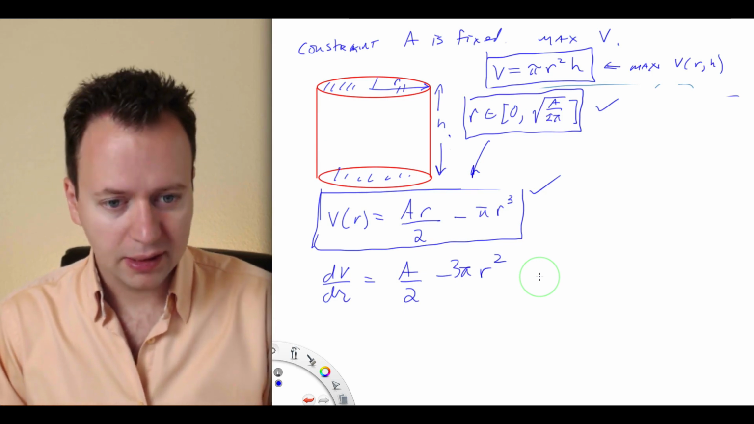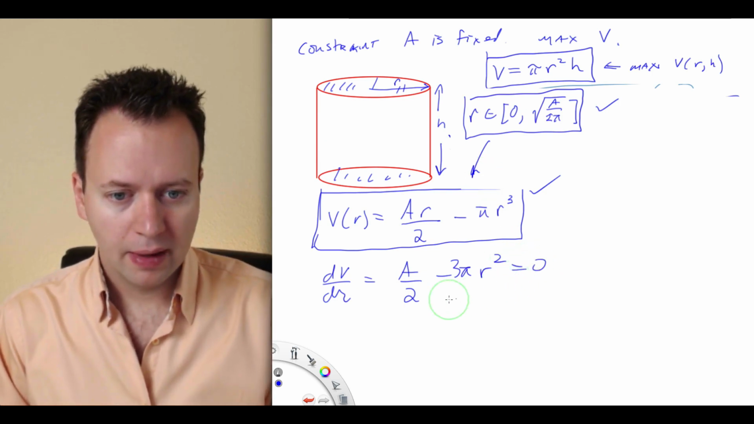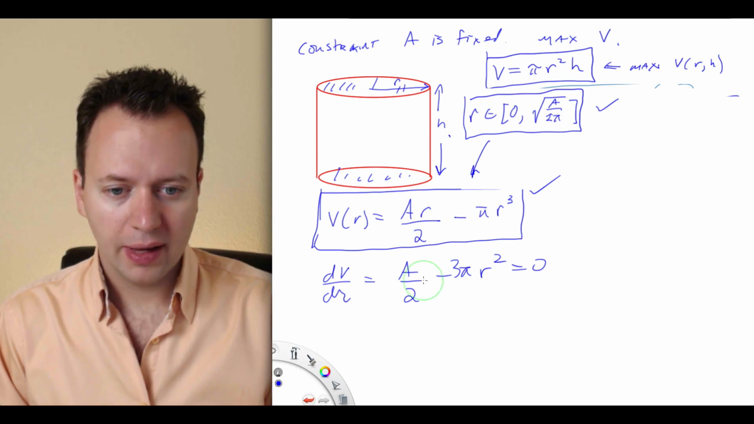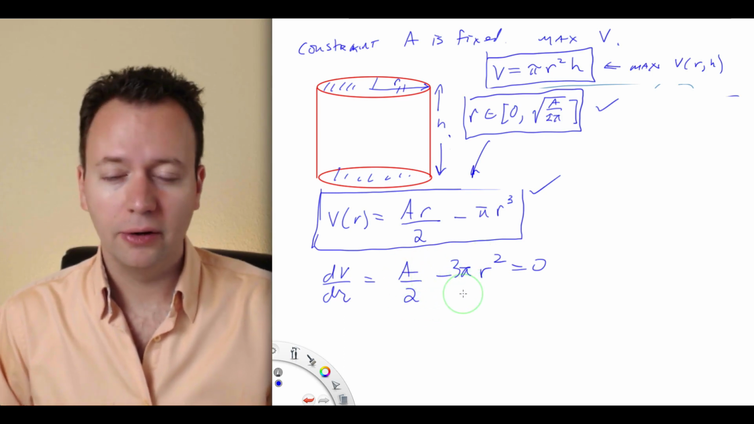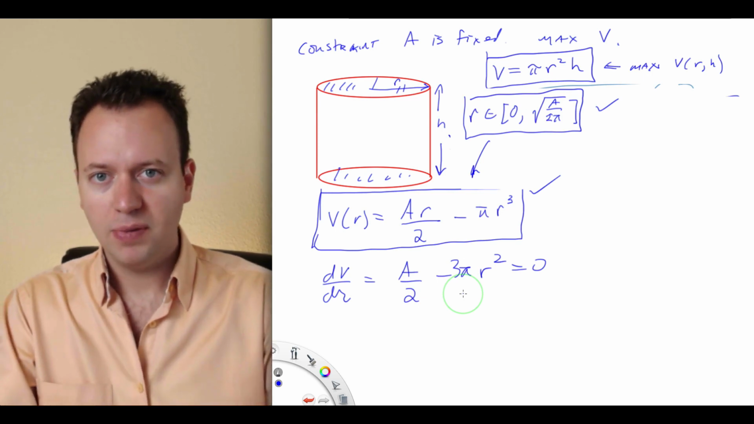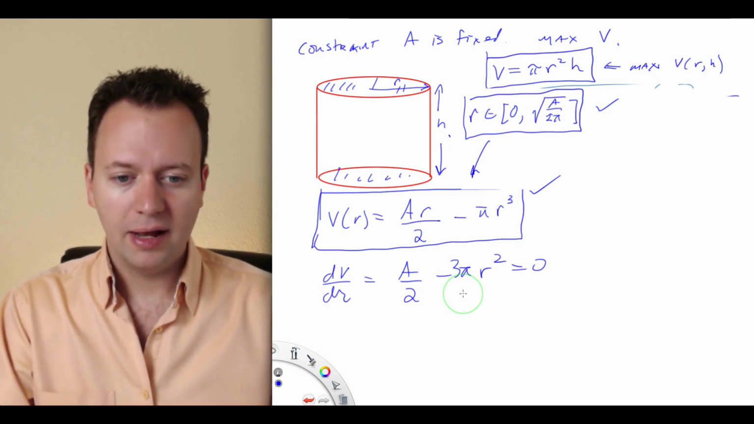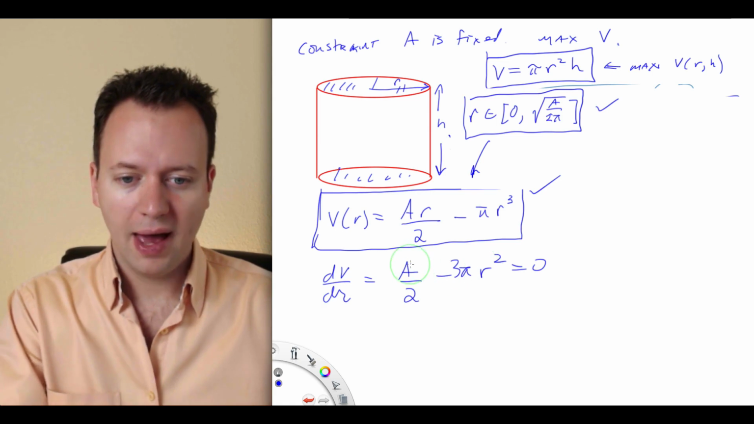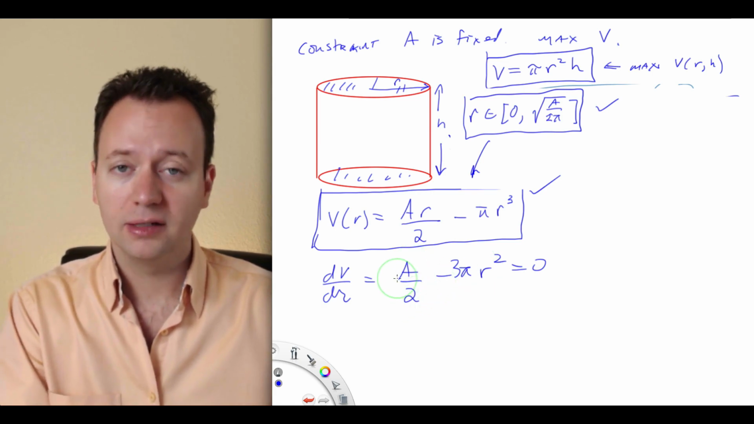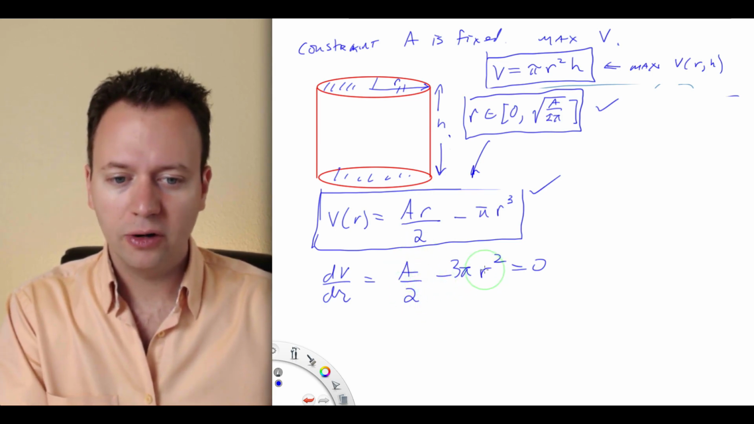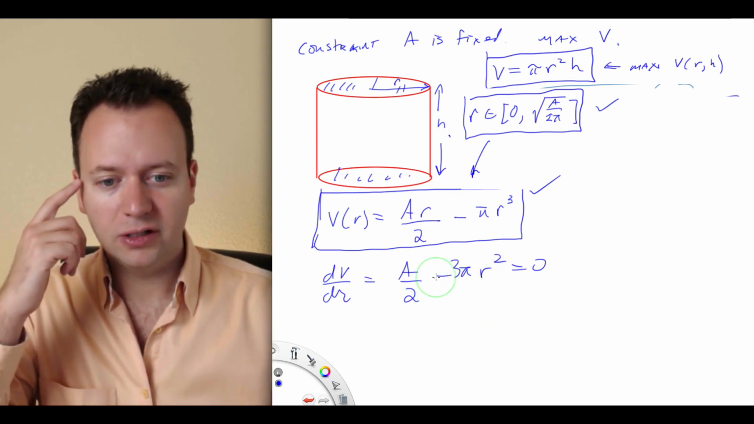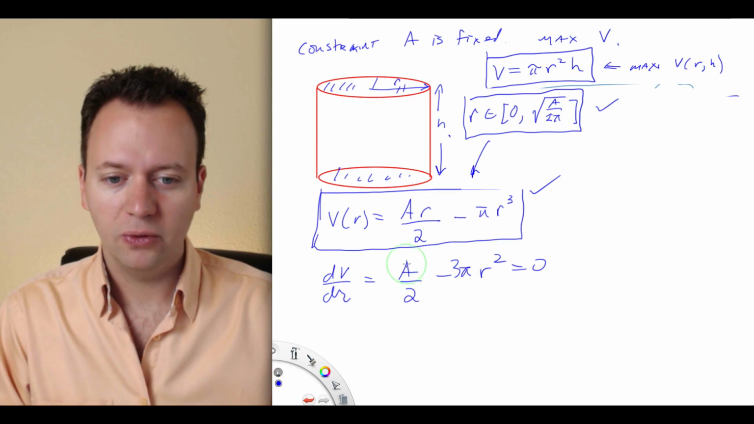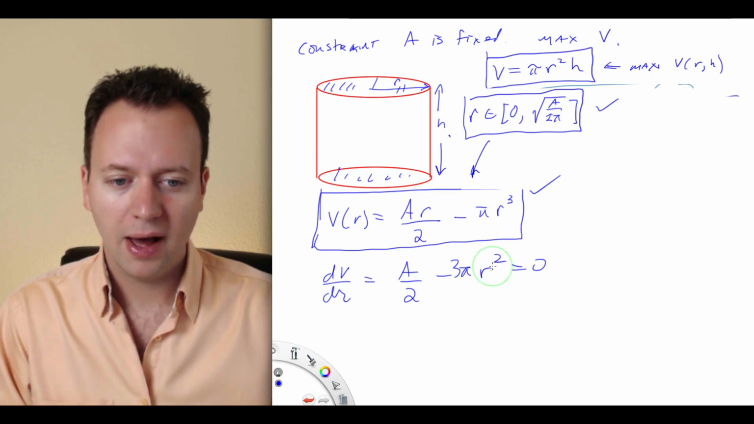So we set this equal to 0. And solving it, okay, so these are my mental steps. This minus this is equal to 0. I see that a lot. A minus b equals 0. Well, then a has to equal b. So a over 2 has to equal 3 pi r squared, because if their difference is 0, this term equals that term. So in my mind, I just imagine changing this minus to an equals. I have a over 2 equals 3 pi r squared.